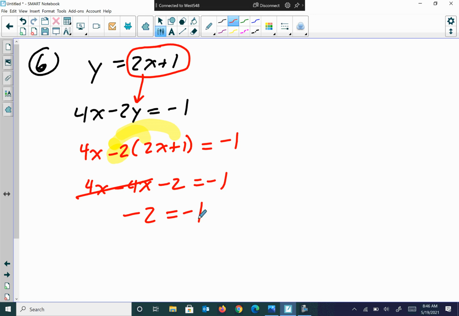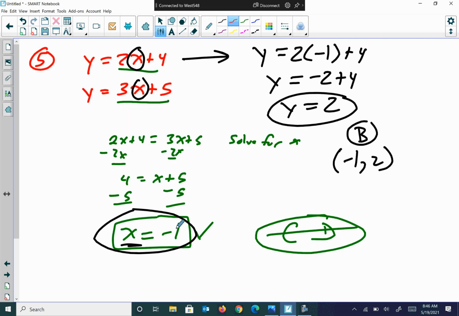Where you at? Number 5. Oh, I plugged this value back in up here for one or the other, and then I solved it. Okay.